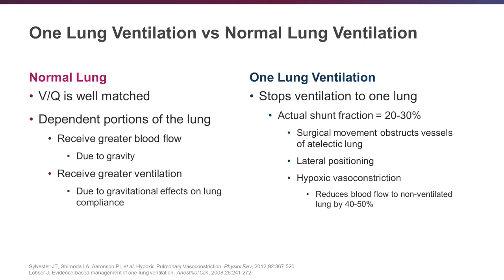And hypoxic vasoconstriction also plays a role to reduce the amount of blood flow to that lung that's being deflated and not oxygenating well. HPV in and of itself may reduce blood flow to the non-ventilated lung by about 40 to 50%. And if you add all of those elements together, then the actual shunt fraction is reduced to 20 to 30% instead of 50% when you take one lung out of the picture.